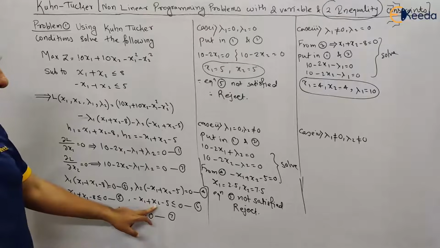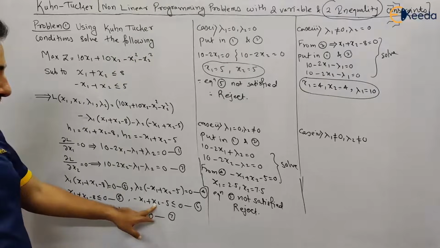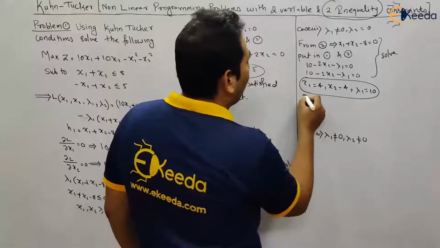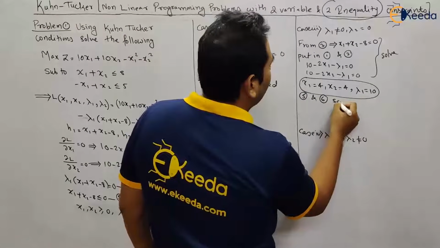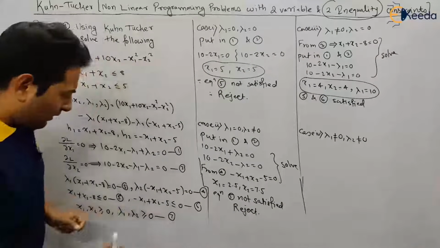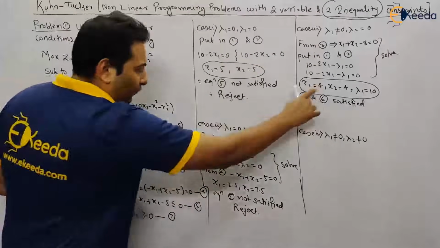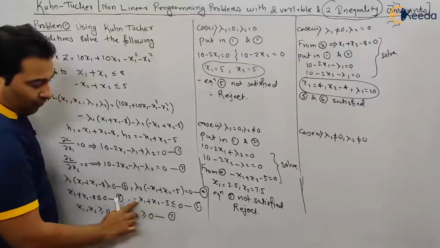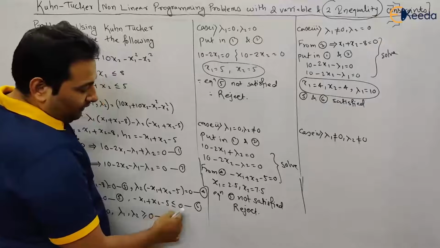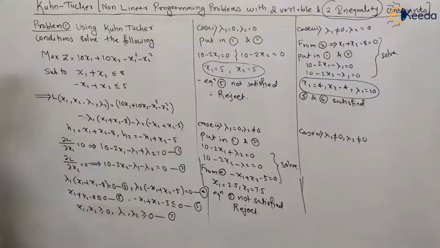x1 is 4 and x2 is also 4. So minus 4 plus 4 will become 0. Minus 5 less than equal to 0. 6 also satisfied. 5 and 6 satisfied. Let us check whether 7 is satisfied or not. See here, x1 is 4 and x2 is 4. So minus 4 plus 4 will be cancelled. Minus 5 less than equal to 0. Satisfied.